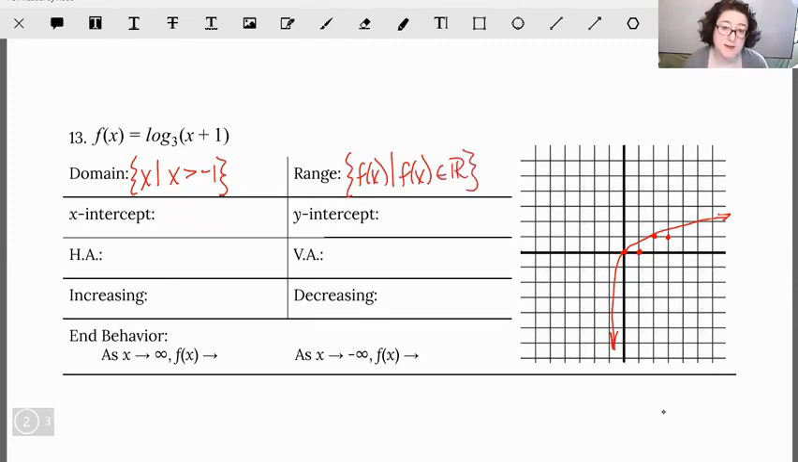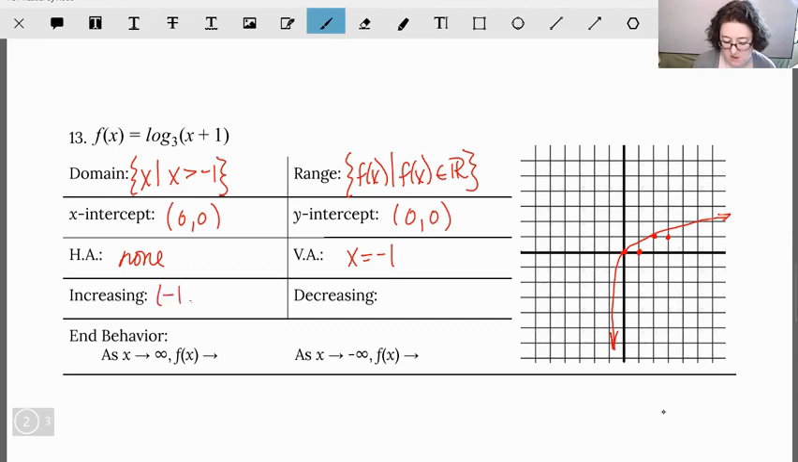Okay, x-intercept, again, got moved over. So that's actually at (0, 0). And because it's hitting at (0, 0), it is also a y-intercept. So if we move these graphs around, they may have a y-intercept as well. Okay, horizontal asymptote, again, logarithm graphs are not going to have one of those. But they do have a vertical asymptote, which is x equals -1 to match up with our domain. Increasing over the entire graph, but where does the domain start? -1. And if it's increasing, that means it can't be decreasing.